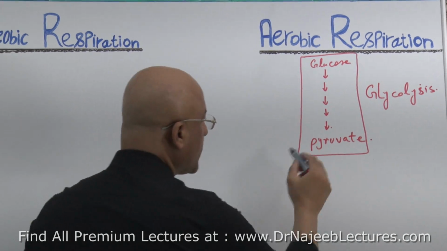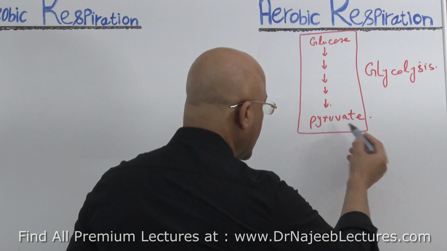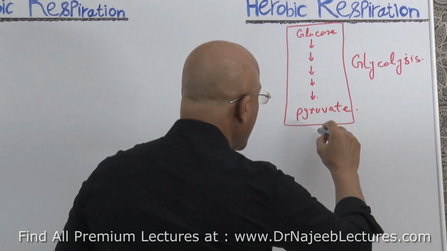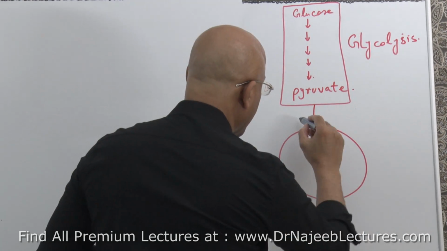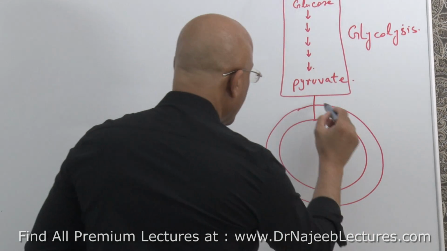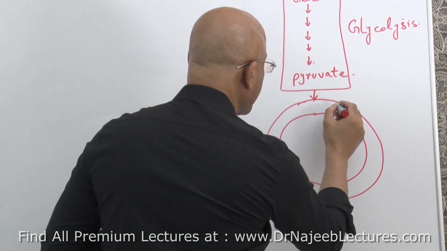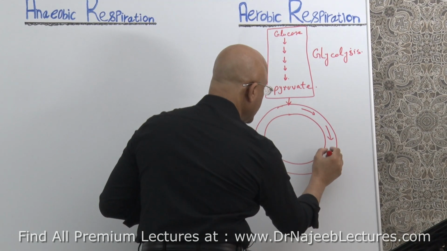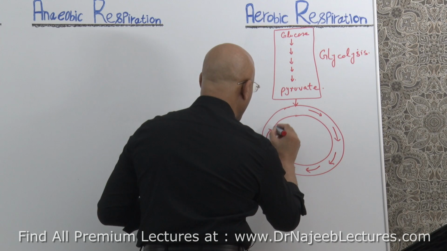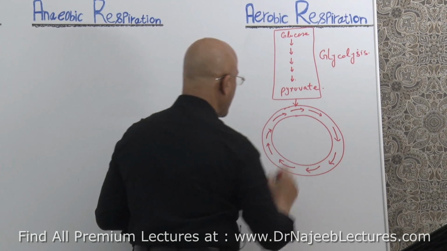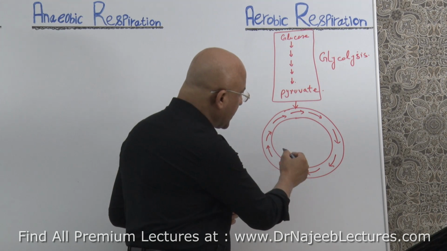Then you know that once pyruvate is made, it is taken into mitochondria, right? And there the Krebs cycle is going on. I will just draw the Krebs cycle here, right? It's a very simple diagram. This is the Krebs cycle and pyruvate will enter into it, right? And it will pass through the Krebs cycle, which is also called the citric acid cycle. So this is the Krebs cycle.